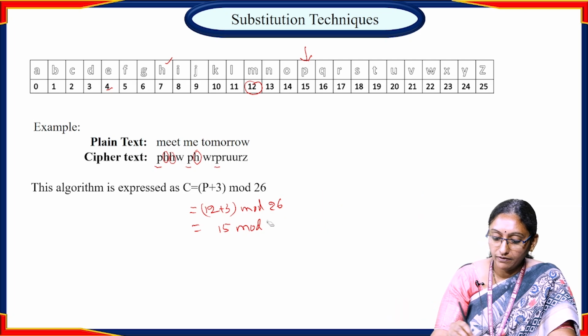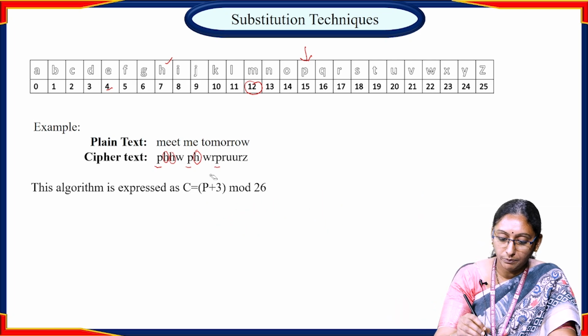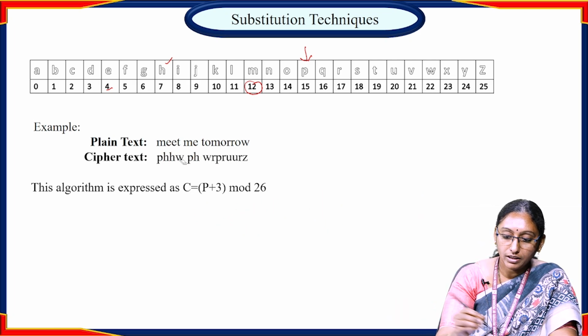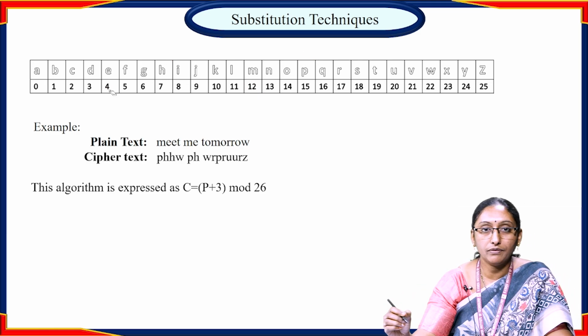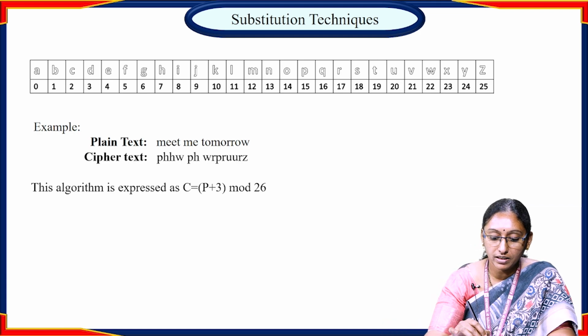But here it is very simple to perform the cryptanalysis. Once the attacker knows the procedure, that means if the user uses the Caesar cipher, once he knows that the user uses the Caesar cipher algorithm, he can easily decrypt it because the key is fixed at 3.